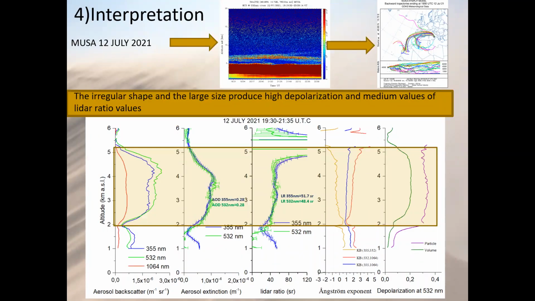So, the case study is 12 July 2021. In this case, the analysis of the back trajectories reveals that air masses started from North Africa, crossed the Mediterranean Sea, and arrived at the site of Potenza. The analysis of optical properties provides important information about the concentration and the typing of the aerosols. In particular, in this case, where we have Saharan dust, the irregular shape and the large size produce high values of the depolarization and medium values of the LiDAR ratio.